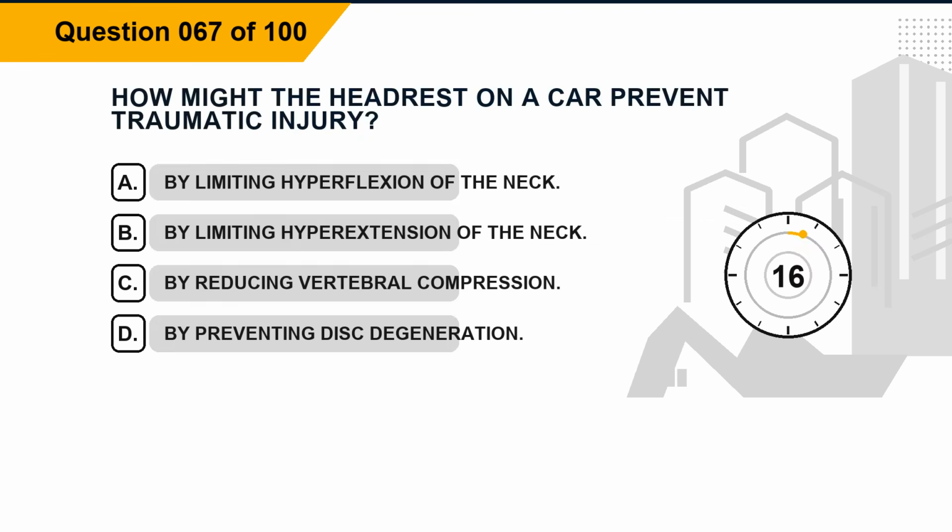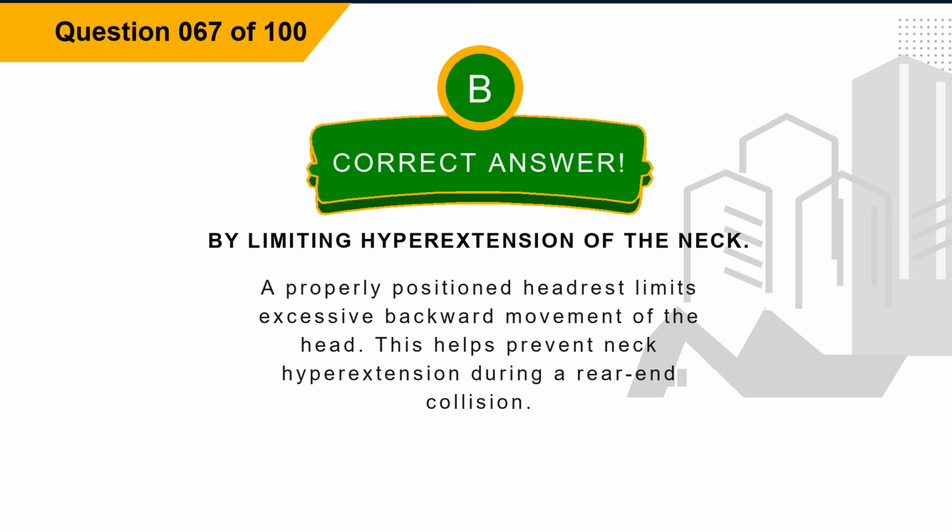Question 67. How might the headrest on a car prevent traumatic injury? Option A, by limiting hyperflexion of the neck. Option B, by limiting hyperextension of the neck. Option C, by reducing vertebral compression. Option D, by preventing disc degeneration. The correct answer is option B, by limiting hyperextension of the neck. Explanation. A properly positioned headrest limits excessive backward movement of the head. This helps prevent neck hyperextension during a rear-end collision.